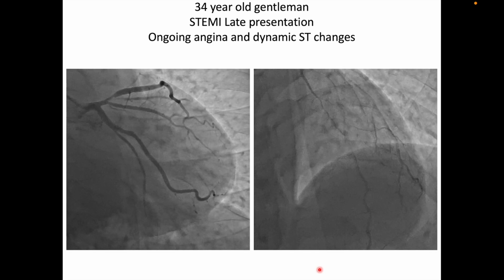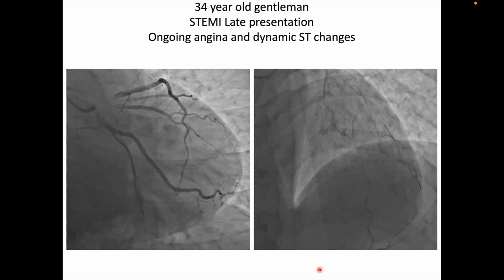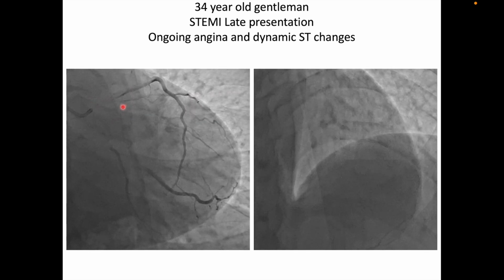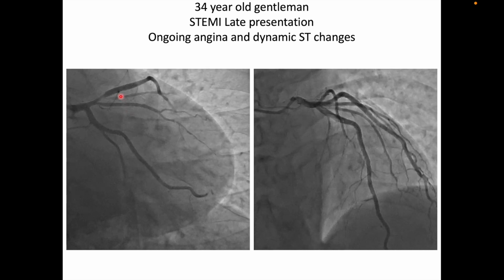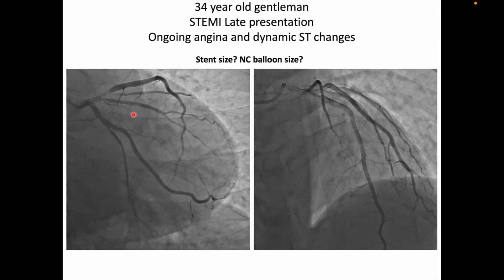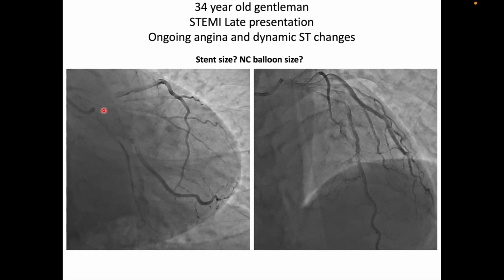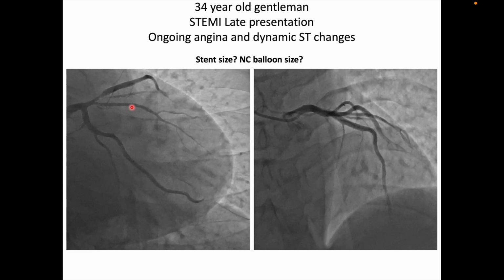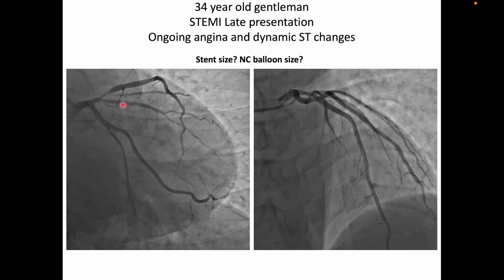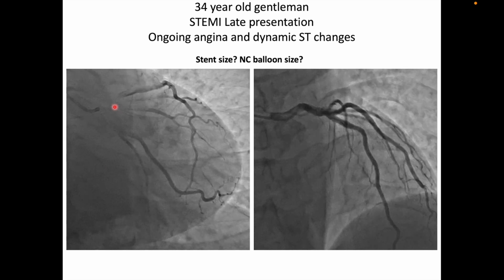A 34-year-old gentleman presented late with a STEMI but had ongoing angina and dynamic ST changes, and this is the angiogram. I think you can all appreciate that there's a critical disease with slight haziness in the proximal LAD, and you can see the same on the cranial view. So the next question would be, what stent size and NC balloon size would you like to use? Here, in my opinion, this was a 3.5 to 4 millimeter vessel, so I probably would put in a 3.5 millimeter stent and then post-dilate it with a 4 millimeter NC balloon.